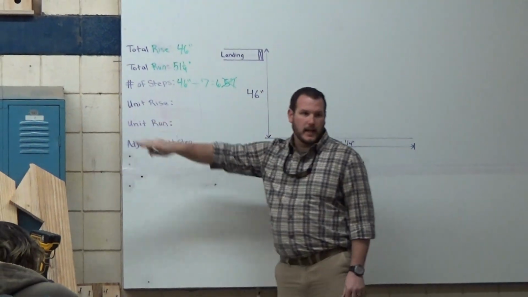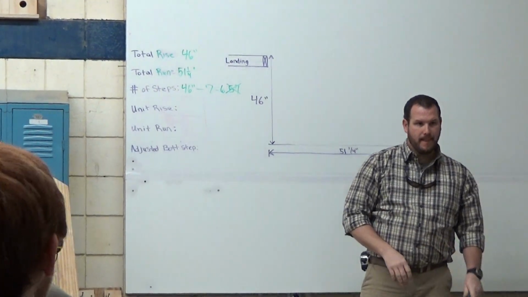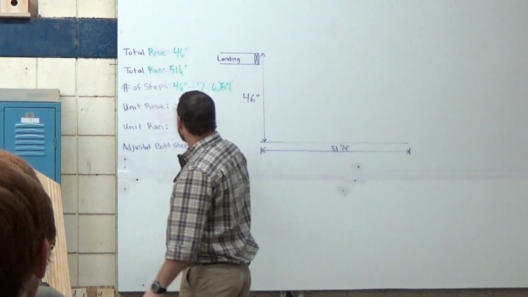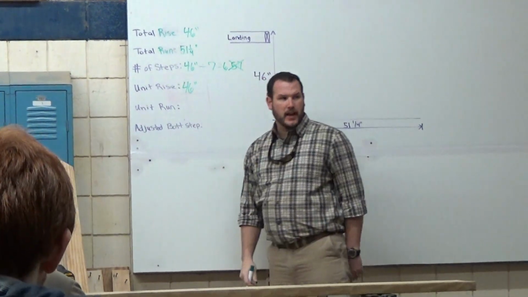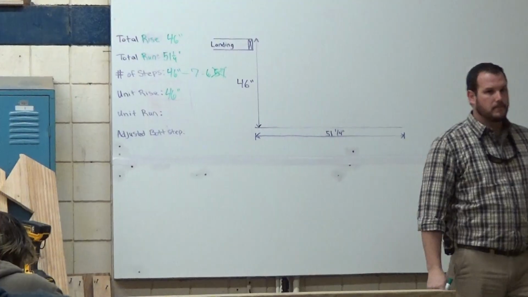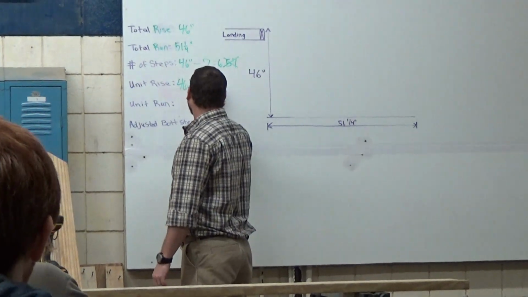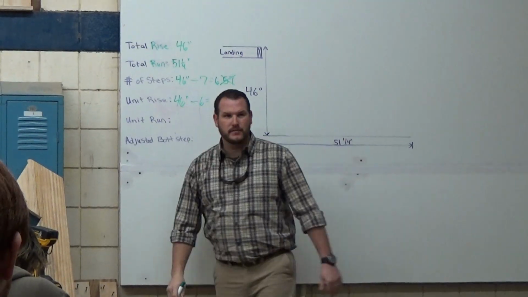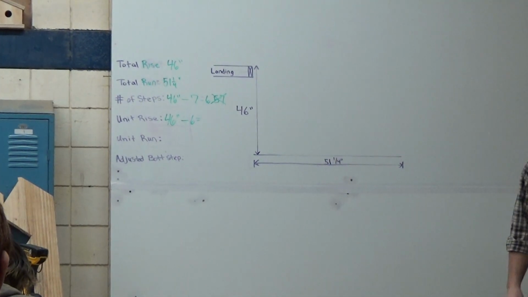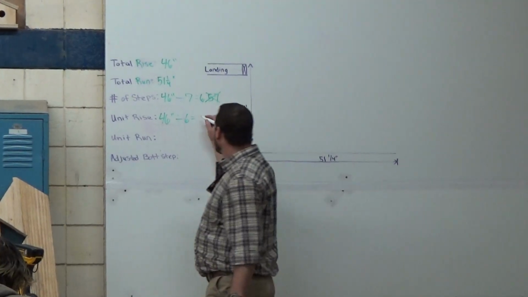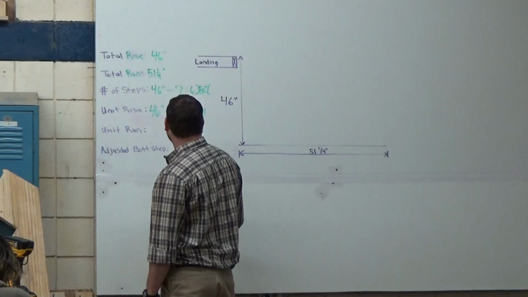Unit rise. How do you figure out your unit rise? Total rise divided by number of steps. Total rise, which is 46, divided by the number of steps. How many steps do we have? 6. 46 divided by 6 is what? 7 point what? 7.66 repeating, so I'm just going to call it 7.67.